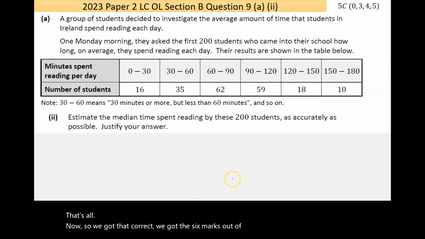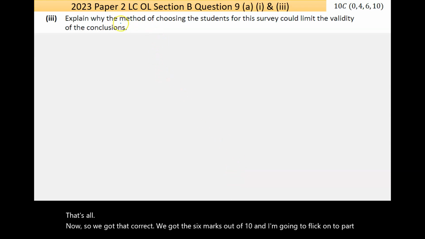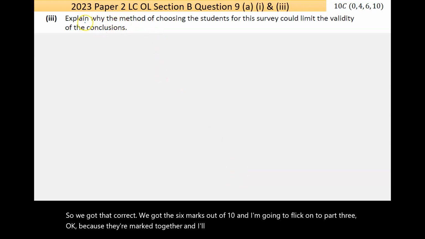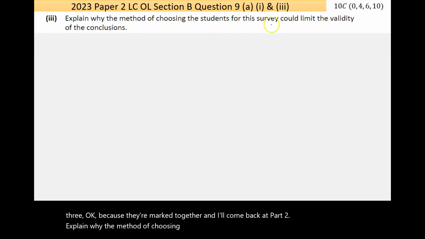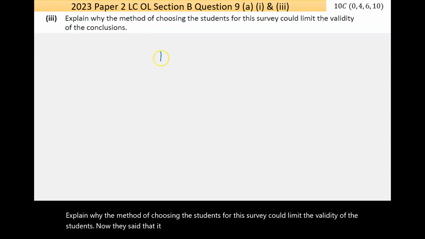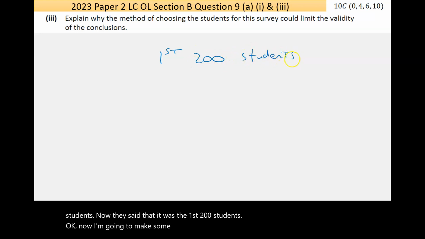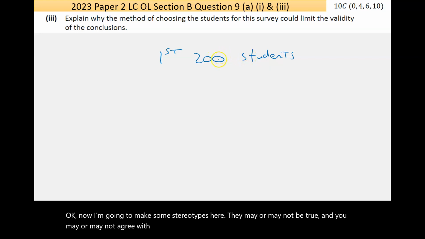I'm going to flick on to part 3, okay, because they're marked together, and I'll come back to part 2. Explain why the method of choosing the students for this survey could limit the validity of the study. Now, they said that it was the first 200 students, okay. Now, I'm going to make some stereotypes here, and they may or may not be true, and you may or may not agree with them, but they're possible answers.